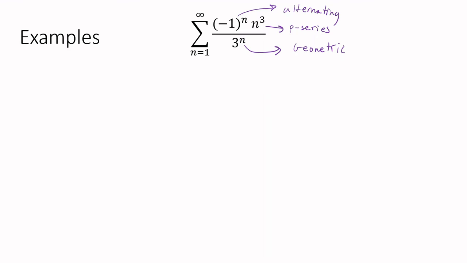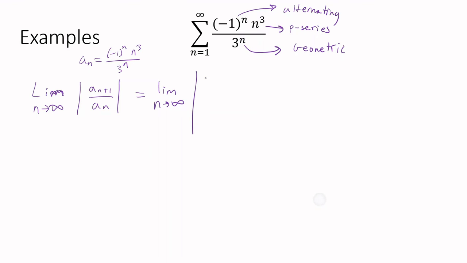So if I think maybe the ratio test works, I just have to immediately go to the limit. All right. My a sub n is (-1)^n times n cubed over 3^n. Remember, it's the limit of the absolute value of a sub n plus 1 over a sub n, so the next term divided by the previous. All I have to do is plug this into my a sub n. So this is the limit as n goes to infinity of the absolute value. On top I plug in n plus 1 everywhere, and then on bottom, just plug in your regular old a sub n.